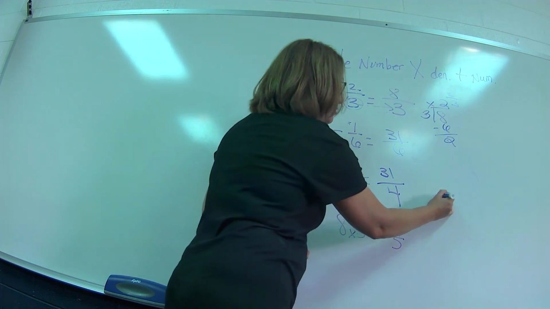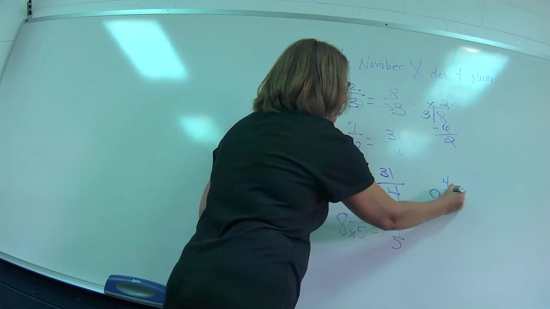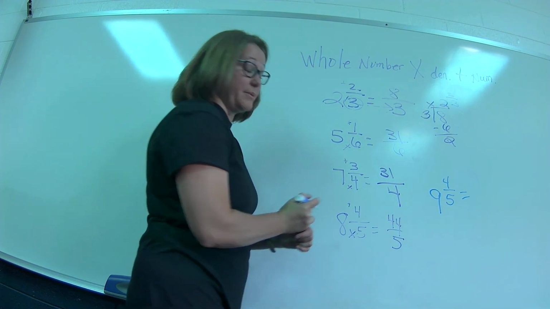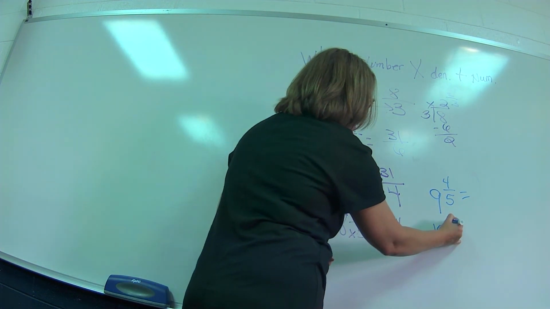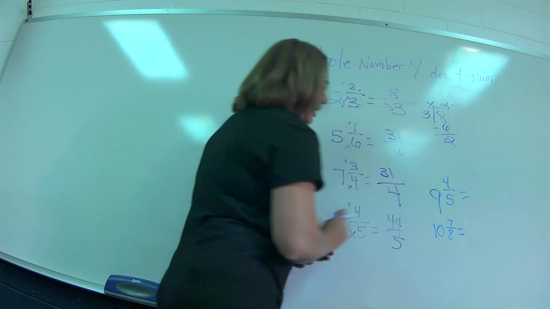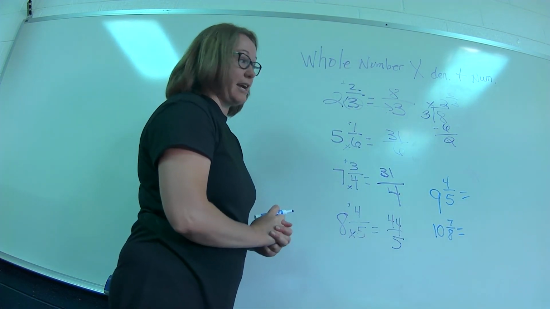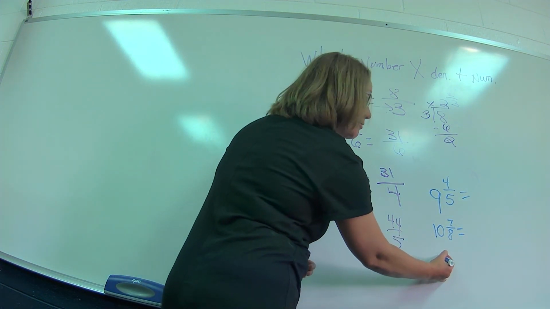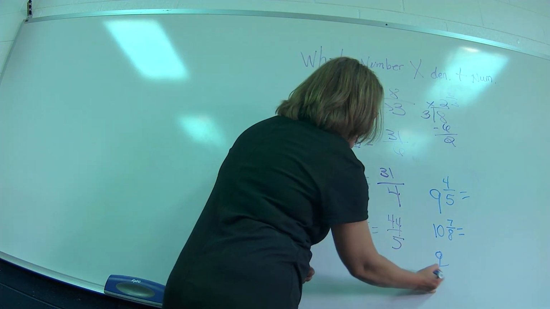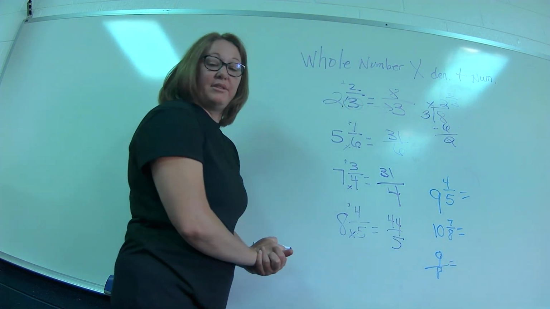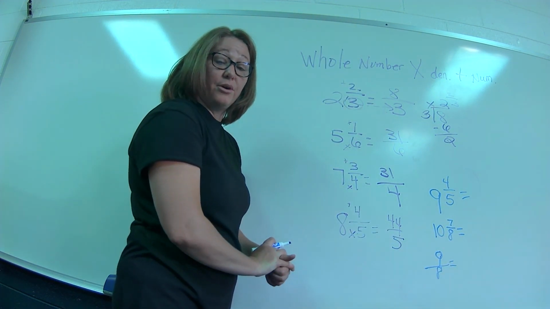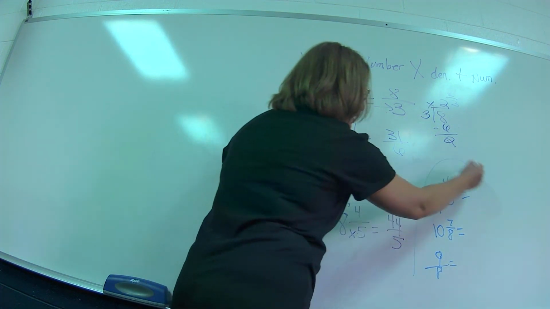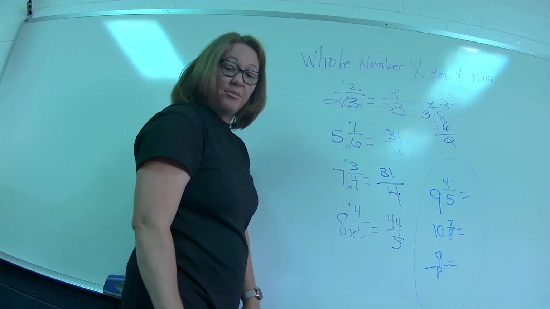So if I gave you 9 4/5, I want you to put that into an improper fraction for me. If I have 10 7/8, I want you to put that into an improper fraction for me. And then I'm giving you an improper fraction. If I give you 9/8, I want you to put that into a mixed number or a whole number. Again, an improper fraction either gives you a mixed number or a whole number. So these are what you're working on over the next couple days, or the next day.